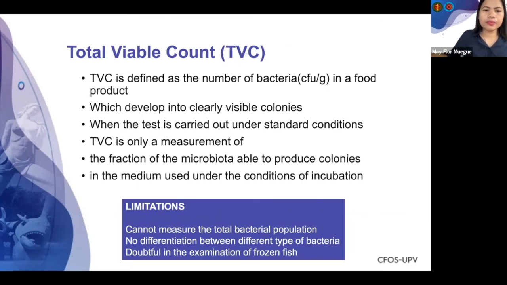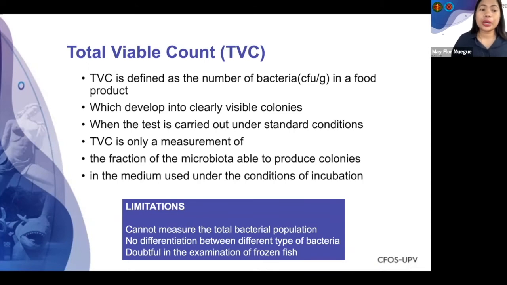Ayan. So, TVC naman refers to the total viable count. Anong pinagkaiba niya dun sa APC? The TVC is defined as the number of bacteria, CFU, in a food product. Yung APC, aerobic plate count, this one naman refers to the viable count, yung mga buhay. Okay? The total viable count develop into clearly visible colonies. Okay, and when the test is carried out under standard conditions, TVC is only a measurement of the fraction of the microbiota able to produce colonies in the medium used under the conditions of incubation.